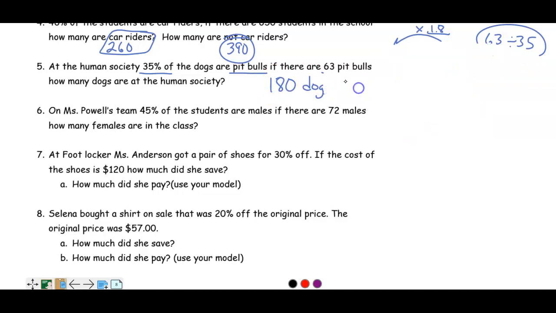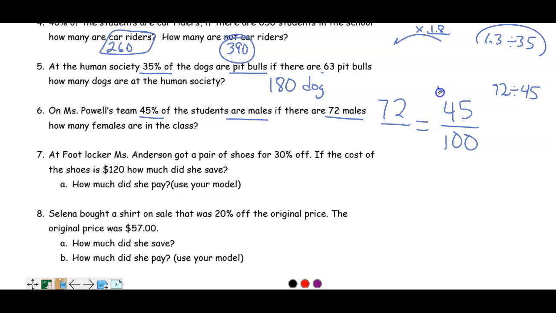Number 6. We have 45%. Filling that in. And 72 are males. So 45% are males. Look at the meaning of this. The percent are males. The number is males. So it's not our total, it's our part that matches the percent. They have to match. So we have to do 72 divided by 45 to figure out what number we are multiplying by. And it's 1.6. So 45 times 1.6, and we end up with 160.